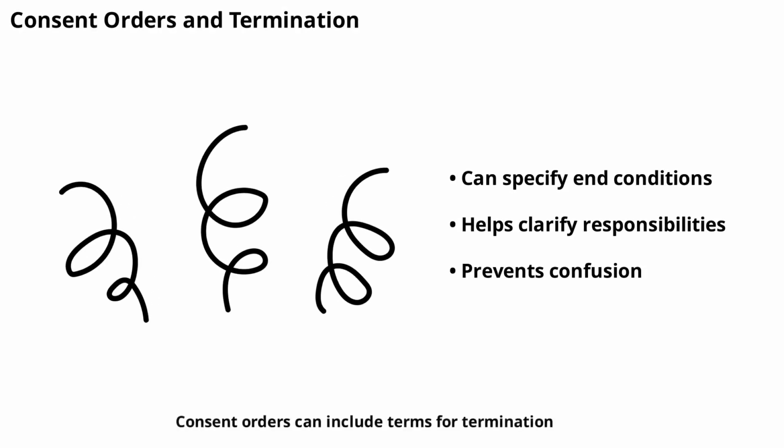Consent orders can include terms for termination, specifying when the agreement ends or under what conditions it can be dissolved. This might be after a certain period or when specific obligations are met. Clear termination clauses help both parties understand their rights and responsibilities.